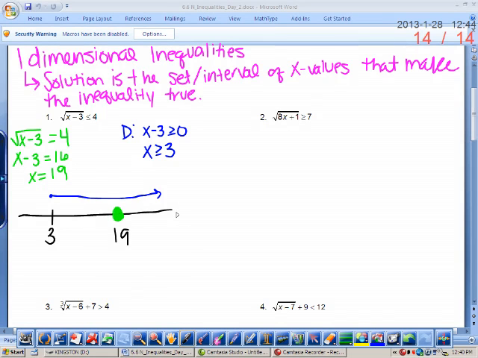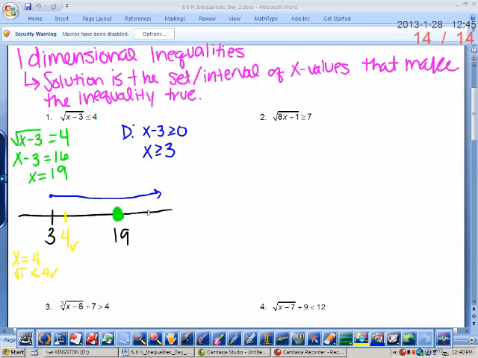Okay? So pick a number that we want to test in between 3 and 19. 4, I think, is a good option. 12 is also a good option. Go with whichever you want. I'm going to go with 4. So if I plug in 4, the square root of 4 minus 3 is the square root of 1. And I want to know, is that less than or equal to 4? Yes, that's a true statement.